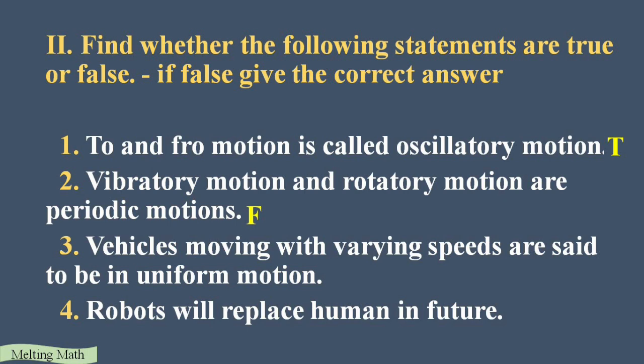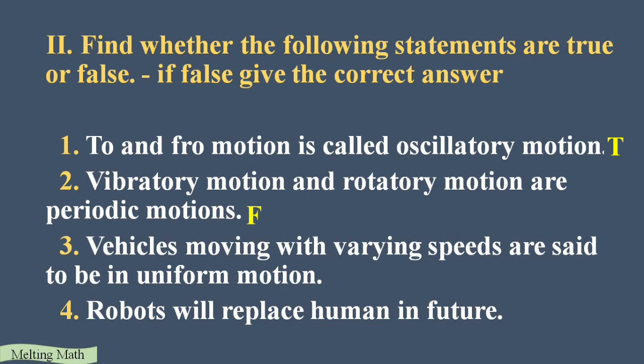So vibratory motion is not a periodic motion. Rotatory motion is also not a periodic motion, because when the cycle wheel is moving, we can't calculate how much time it's moving, whether it takes an equal interval of time or not, we don't know, because it will differ based on pedaling the cycle. So rotatory motion is also not a periodic motion. So the second one is false.